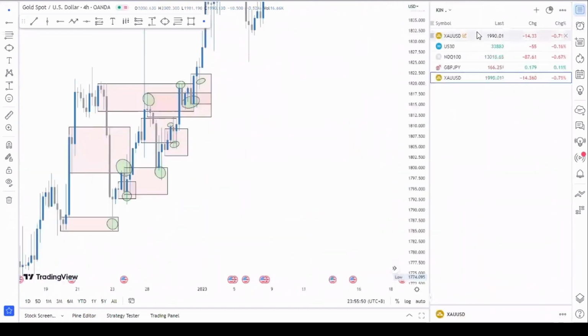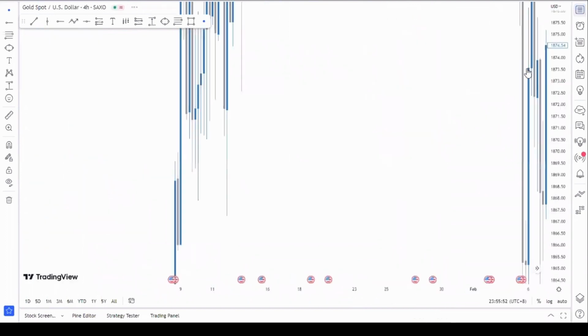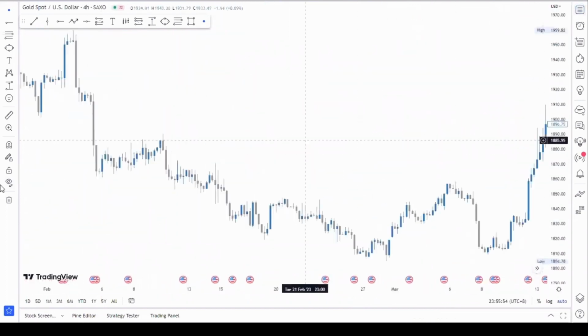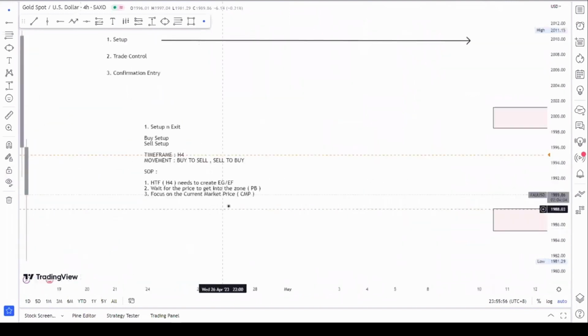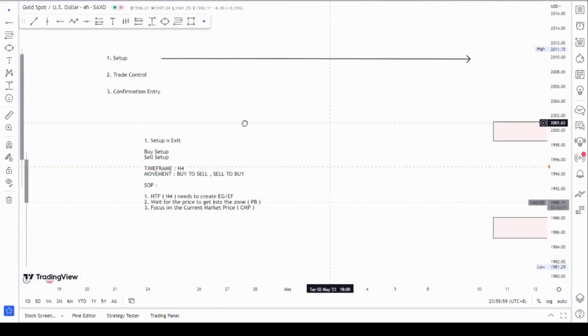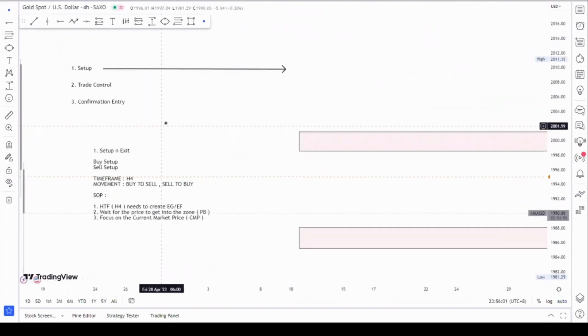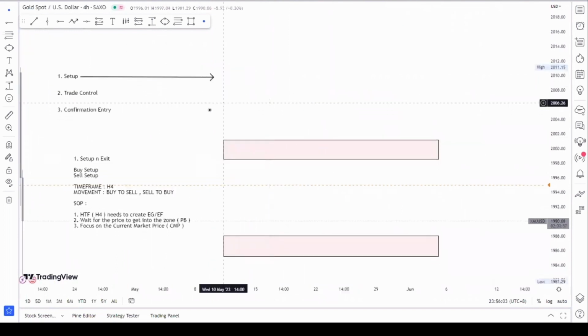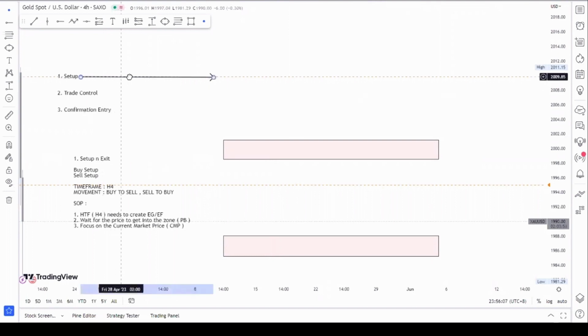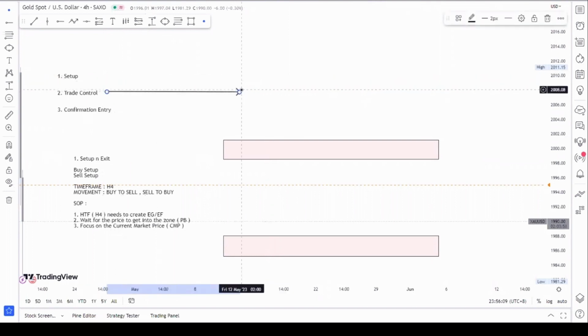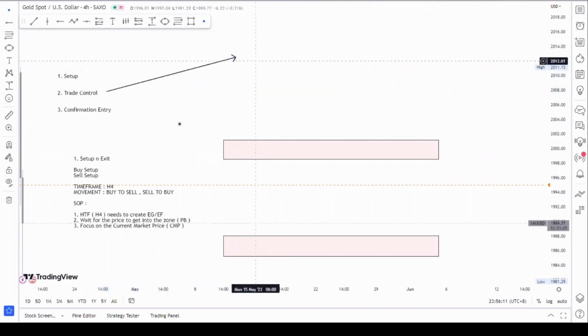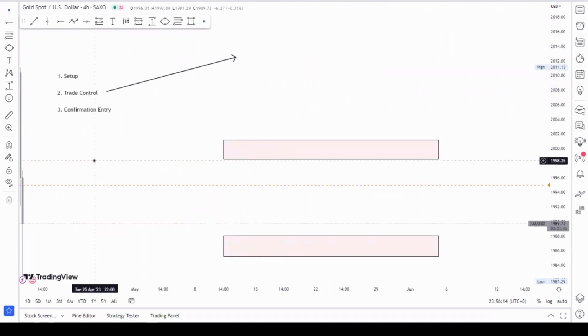So, we already learned about the SOP. The next thing that we are going to look for is trade control. In this topic, what we are going to learn is quite interesting, which is the mastermind of the trading. The market mover is here.